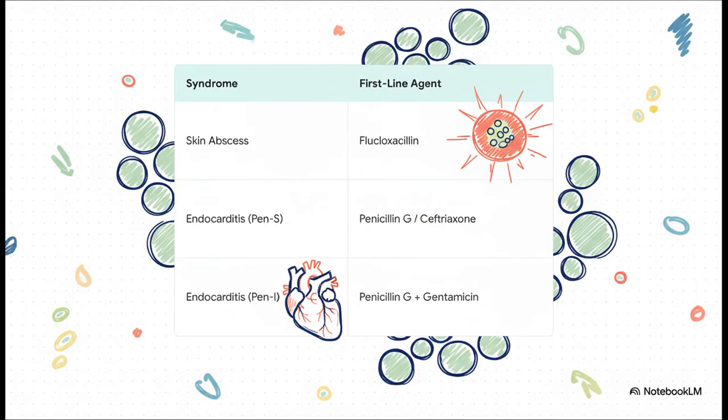So if we take a peek at the Dutch guidelines, you can see that treatment is very much based on the clinical syndrome. For a drained skin abscess that has some cellulitis around it, flucloxacillin is the go-to. For something as serious as endocarditis with a susceptible strain, you're looking at 4 weeks of IV penicillin G or ceftriaxone.